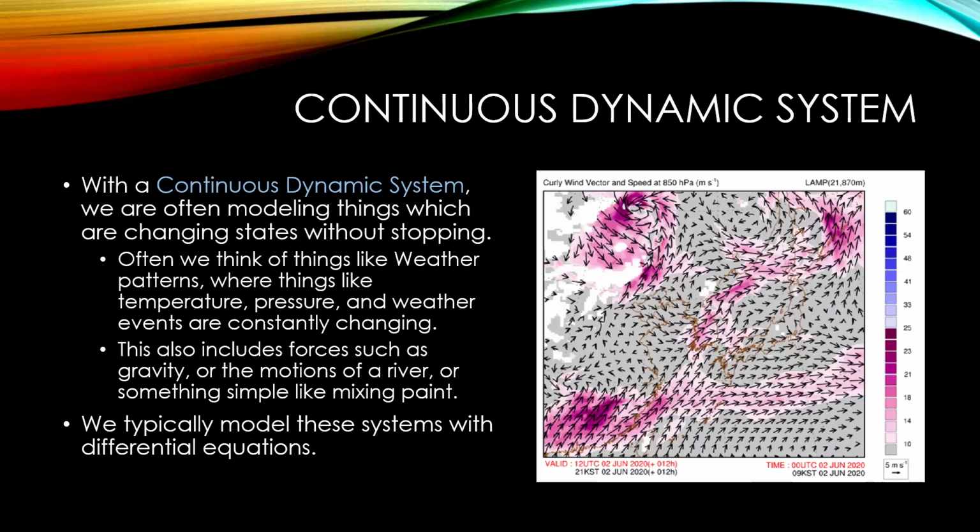In a continuous dynamic system, we're often modeling things which are changing states without stopping. So it's continuously changing. Often we think of things like weather patterns, where things like temperature, pressure, and weather events are constantly changing. This also includes forces such as gravity, or the motions of a river, or something simple like mixing paint. These are things which, as you are doing them, are changing continuously. We typically model these things with differential equations and need to use a little bit of calculus. We'll avoid the calculus stuff for now.